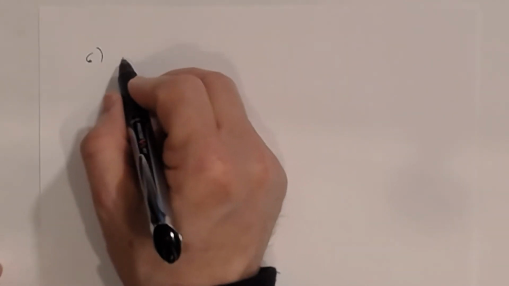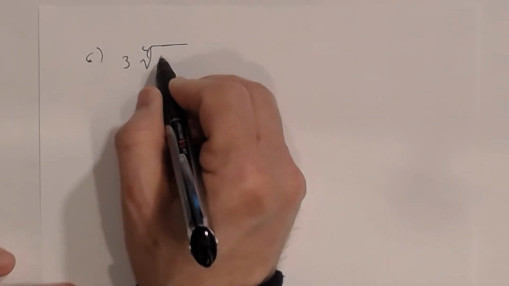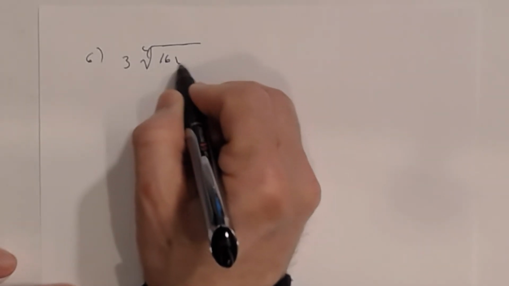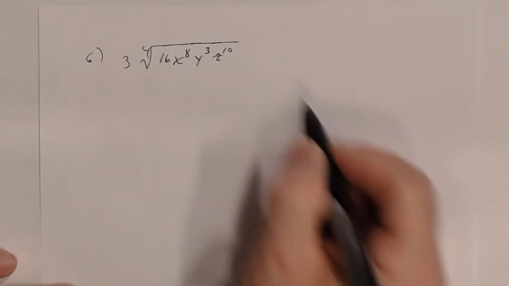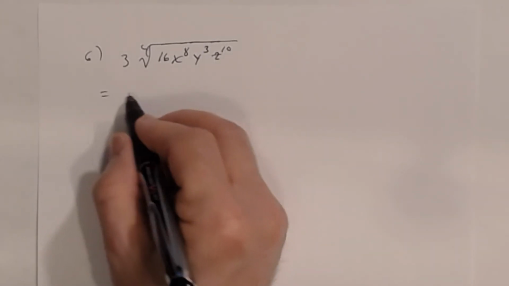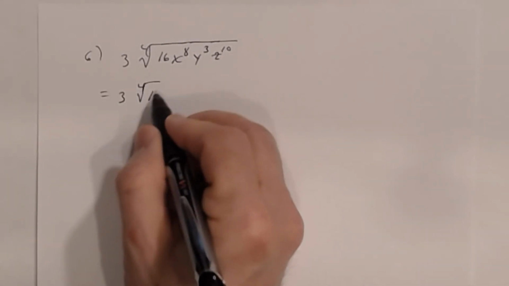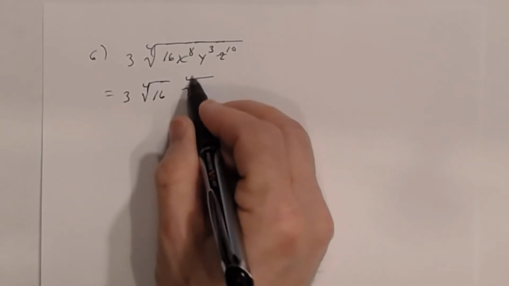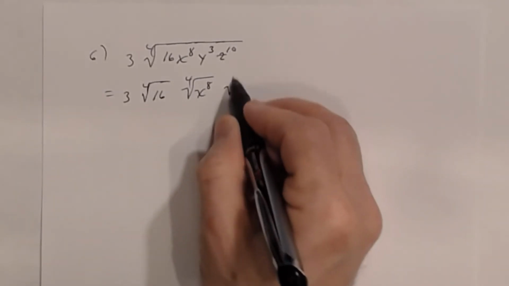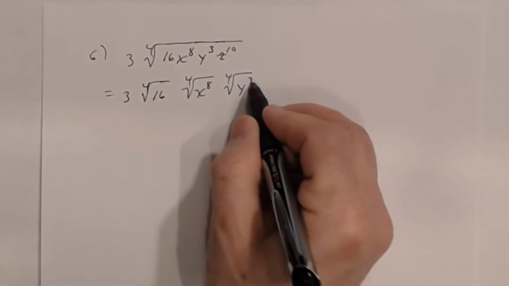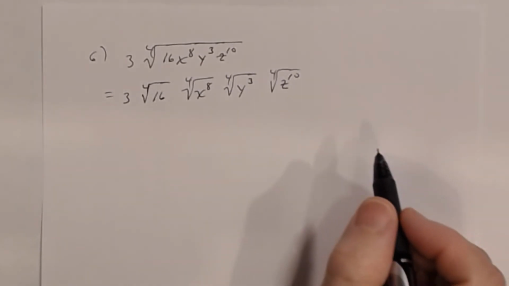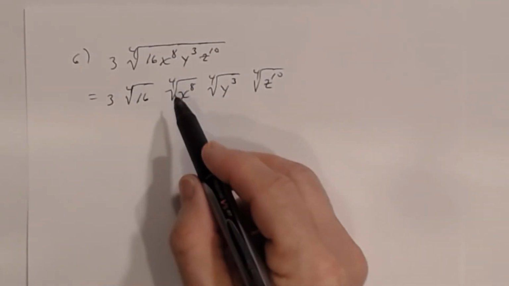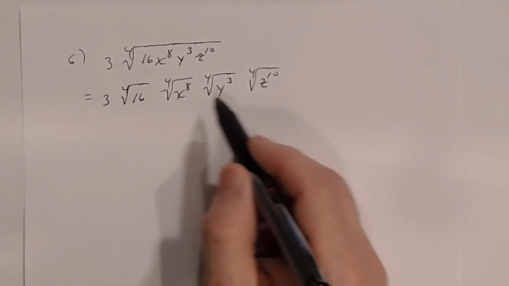In number 6, you have 3 times the 4th root of 16, x to the 8th, y to the 3rd, z to the 10th. All right, so rewriting this, I can write it as 3 times the 4th root of 16 times the 4th root of x to the 8th times the 4th root of y to the 3rd times the 4th root of z to the 10th. Okay? So using the product property for radicals. Now let's go ahead and simplify each of these if we can.